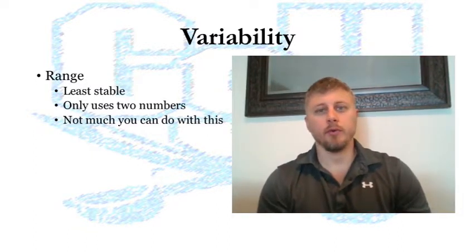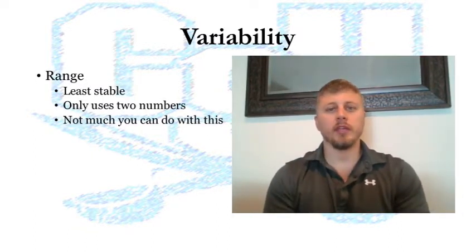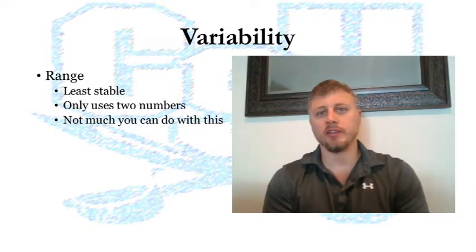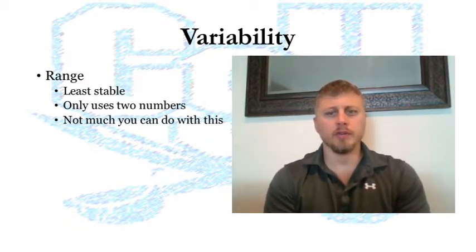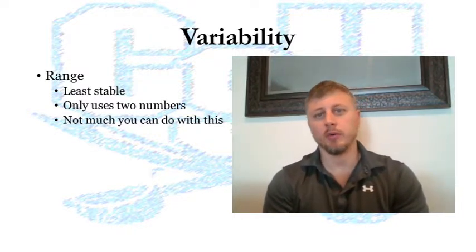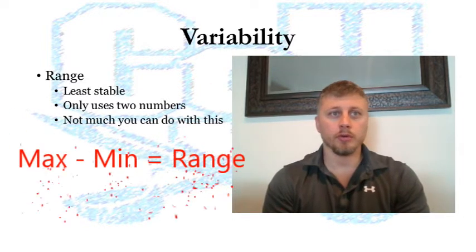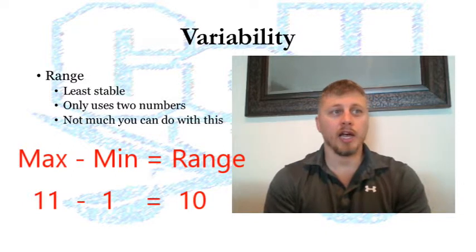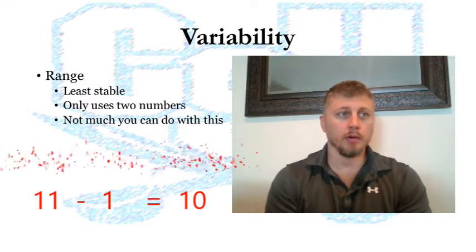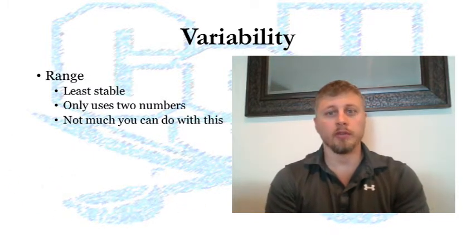Let me just take a few seconds to talk about range. It's one of the easiest to come up with. Basically, it's the least stable because it only uses 2 numbers, and there's not much you could do with it, honestly. To figure out range, you take the max and subtract the minimum. That's it. So if you have 10 scores, and let's say an 11 as your highest score and a 1 as your lowest score, then you have a range of 10.